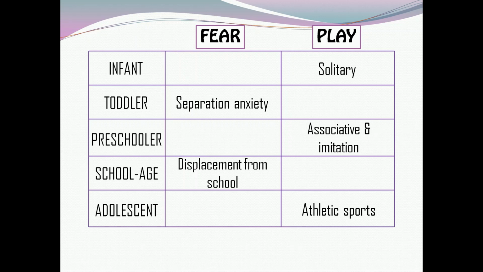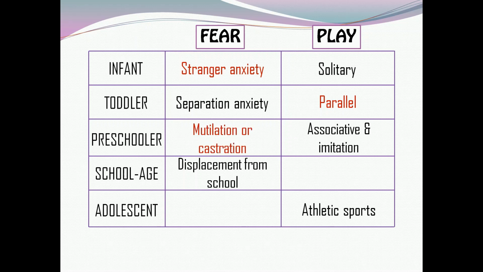Okay, let's fill up the blank spaces. For infants, they have stranger anxiety and they prefer solitary or to play alone. We can just give them a rattle toy. For toddlers, they have separation anxiety and they love parallel play, like the push and pull toys.